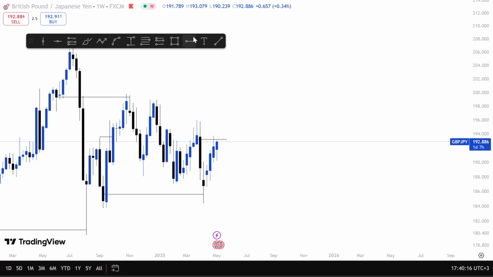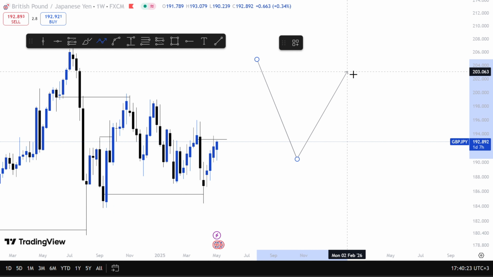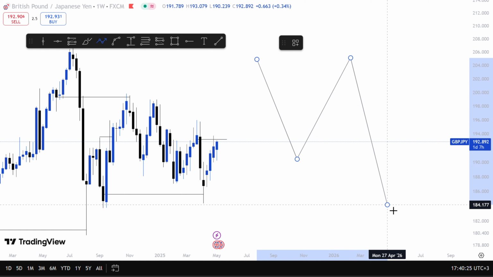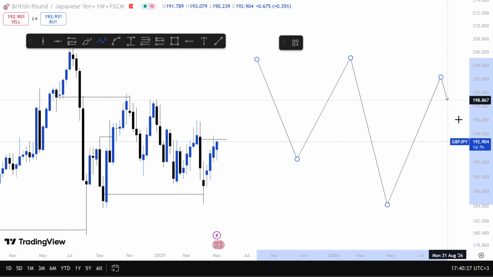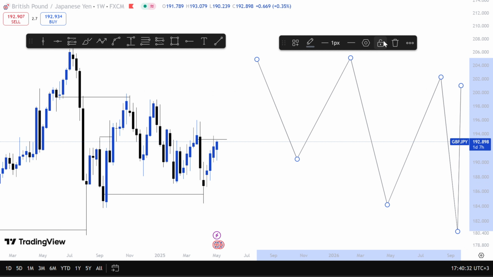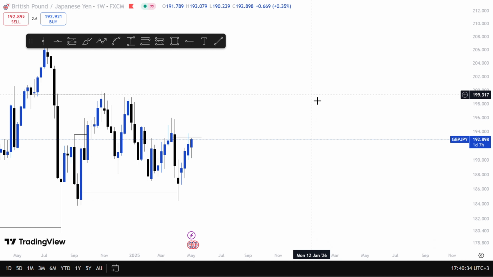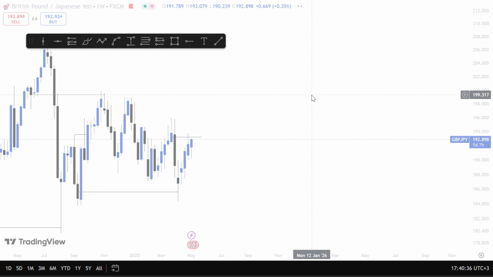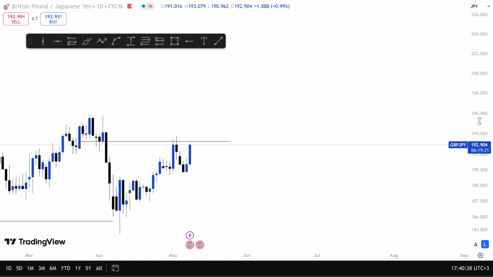Also, impulse and corrections means just the main trend and the counter trend. Impulse, then the correction, impulse, then the correction, impulse, and the correction. Yeah, just like that. So we come to the daily time frame. It's a really quick analysis, bro.